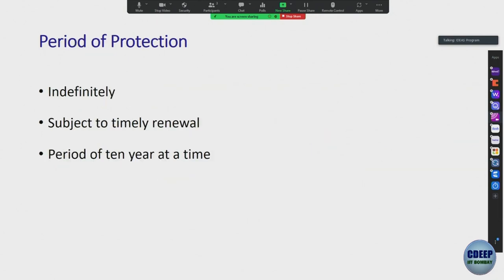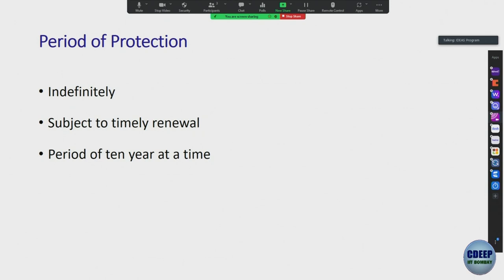We talked about the period of protection in patents: 20 years from the date of grant. Trademark does not have that limitation. It can be protected indefinitely, subject to timely renewal. You get it 10 years at a time, and you keep on renewing. As long as you keep renewing in a timely manner, you can keep it. There are trademarks which are more than 200 years old. DuPont, more than 200 years old, for the life of the company, and still there.